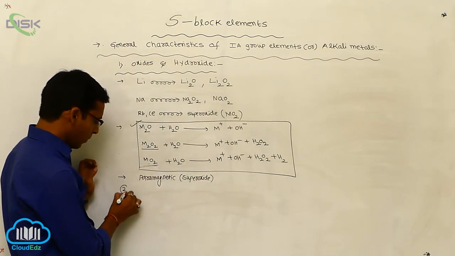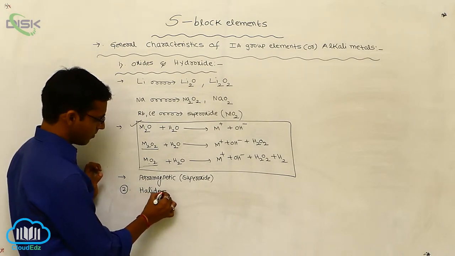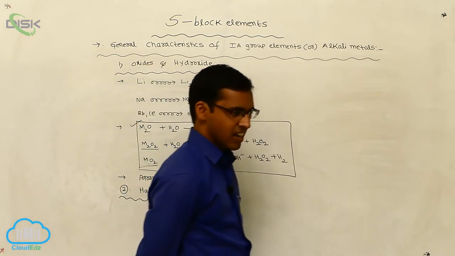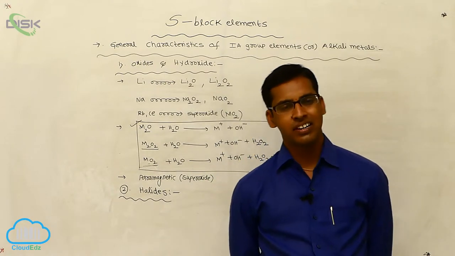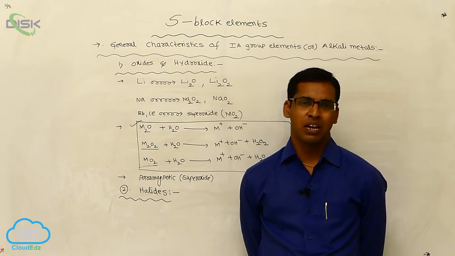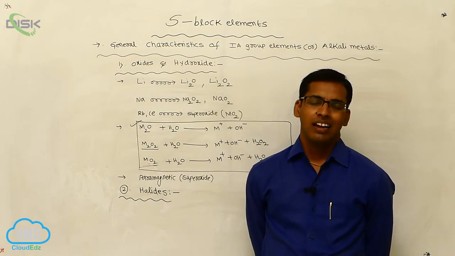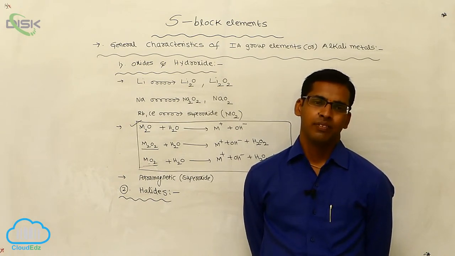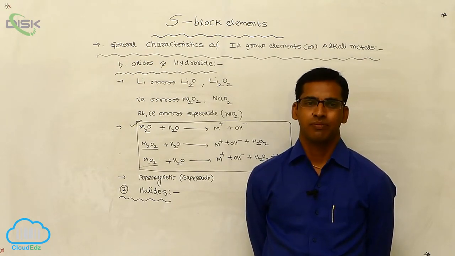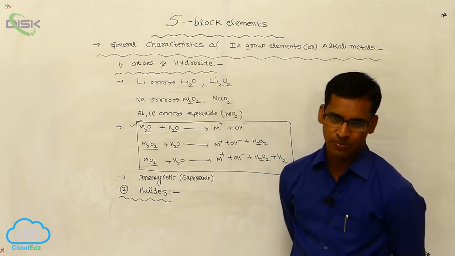And next property is halides. Halides means generally the metals react with the halogens and produce halides, metallic chloride, metallic fluoride or metallic iodide. Except lithium fluoride, the remaining halides are easily soluble in water, because the remaining halides are ionic in nature.